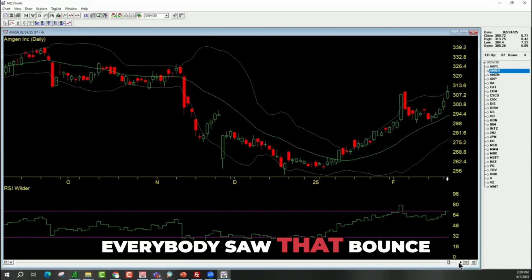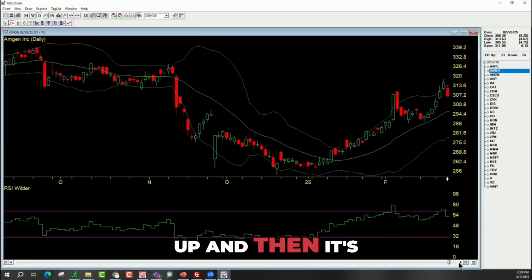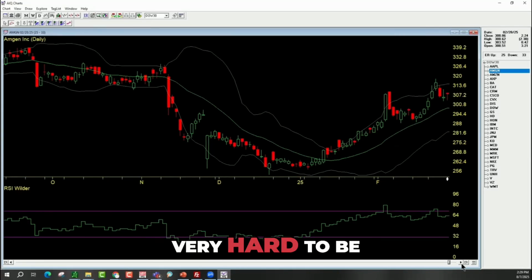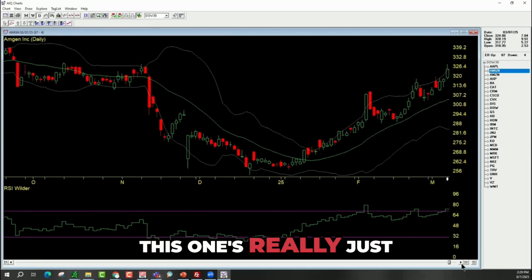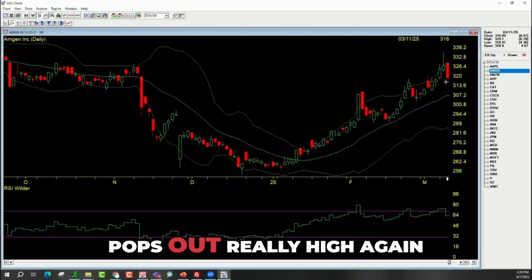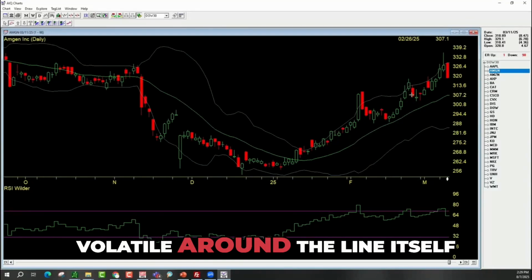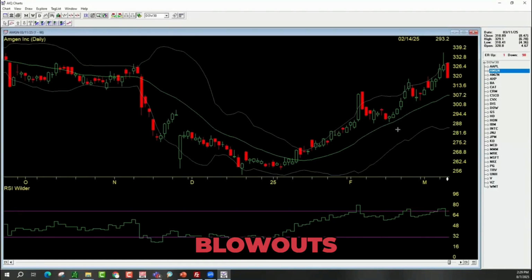I mean, everybody saw that bounce off there. And it popped back up, and then it's back onto the line there for a little bit. It blows its way right out again before it comes back in. Very hard to be able to short that one. This one just keeps on popping out, popped out really high again. This is not considered hugging the line. This is far too volatile around the line itself. So blowouts, very short, nimble trades coming back inside like that.